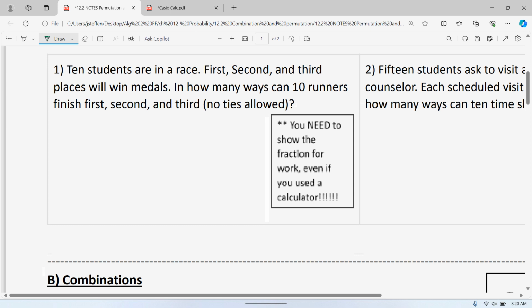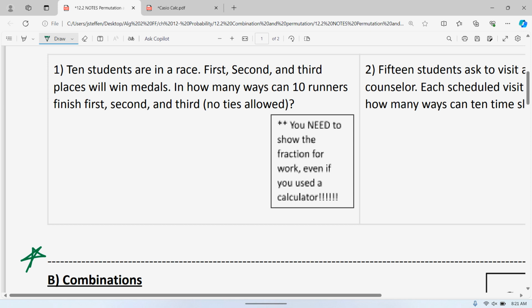So number one says 10 students are in a race. First, second, and third places will win a medal. How many ways can 10 runners finish first, second, and third? There's no ties allowed. But again, I know it's a permutation section. Once we have to decide if it's a permutation or combination, it gets to be a little bit more difficult. But we know it's permutation, so that's good.